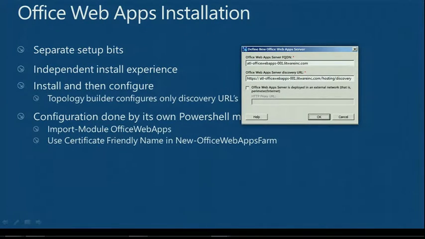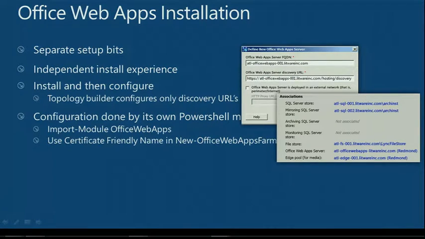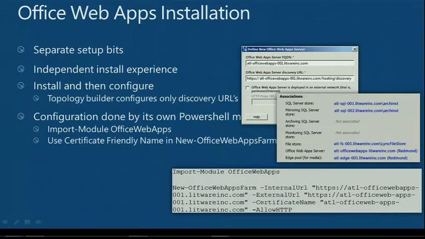For the Office Web Apps, or WAC server, installation portion, that comes from the SharePoint side as a separate setup and installation experience, right? They'll go through and define the WAC server, or potentially the WAC farm. Once that's complete, we'll go in and define what are called discovery URLs inside Topology Builder. We specify a URL for the WAC components, and that URL is then used to discover the capabilities and the configuration information required for the WAC server or the WAC farm.